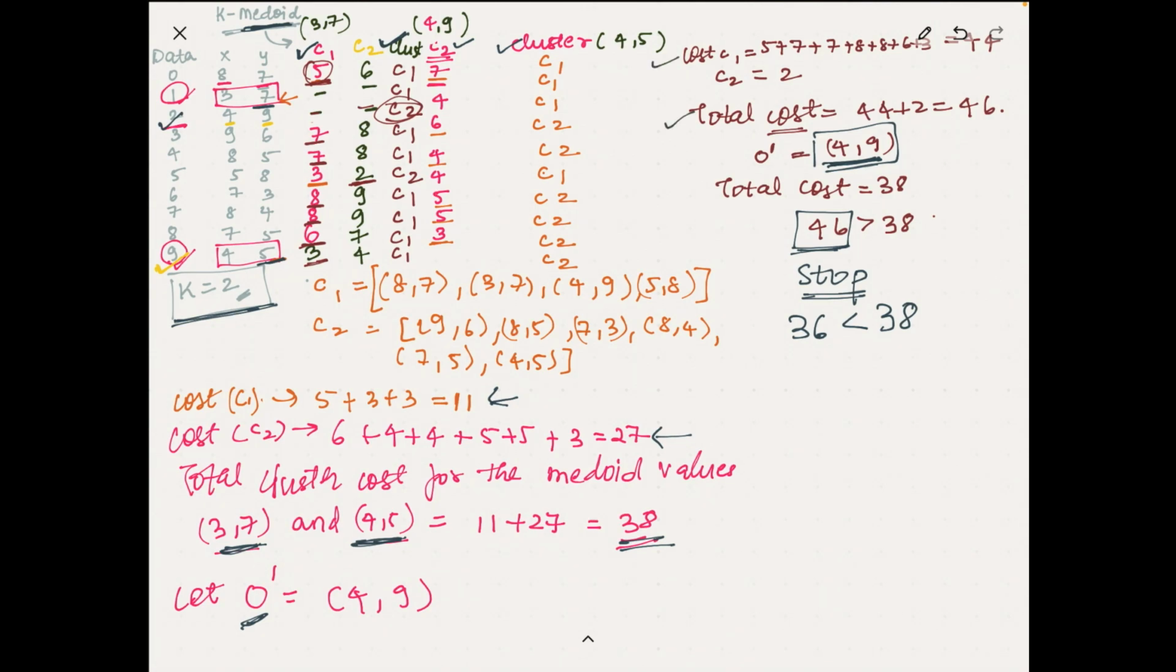The total cost for 4,9 came out to be greater than it did for 4,5 and 3,7. So we stopped our calculation over here because 4,9 was bringing a lot more dissimilarities to the calculation than these two did, right? So that is it for this video, guys. This is how you are going to be dealing with the K-medoid problems.